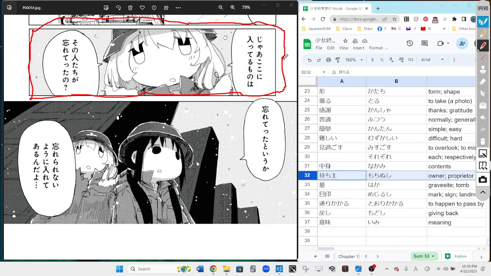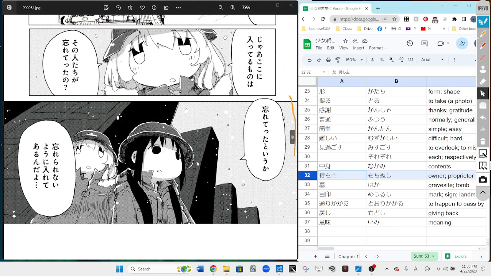Anthony, next two bubbles for you. Okay, じゃあここに入ってるものはその人たちが忘れてたあの So she's saying, well then, the thing that's entered is those people's forgotten possessions. Perfect. Yeah, I get it right. Yes. Wasuretetta というか忘れられないように入ってあるんだよ。So he says, rather than saying they forgot, it's that they put it in order to not forget.